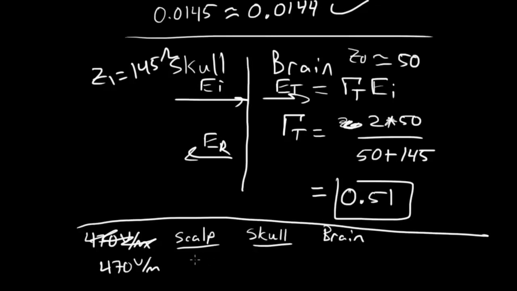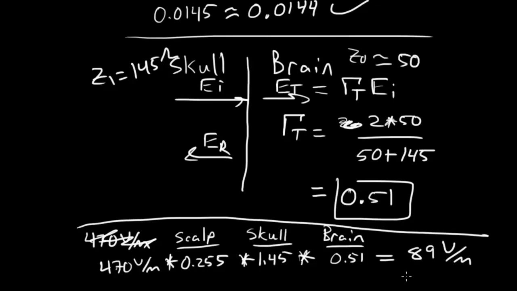For the scalp, the transmission coefficient was 0.255. For the skull, the transmission coefficient was 1.45, and for the brain it was 0.51. So all you need to do is multiply this by the other three quantities. So we have multiplication here, multiplication there, and multiplication there. And it comes out to be the electric field that makes it into the brain is 89 volts per meter.